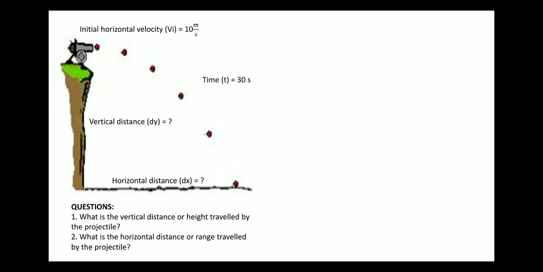So, let's put some values. Let's say that the initial horizontal velocity is 10 meters per second. And the time it takes for it to fall to the ground is 3 seconds. So what do you think is the value of dy, or the vertical distance? And what is the value of the horizontal distance, which is dx? Sometimes horizontal distance is also called range. So question number 1, what is the vertical distance or height traveled by the projectile? And number 2, what is the horizontal distance or range traveled by the projectile?